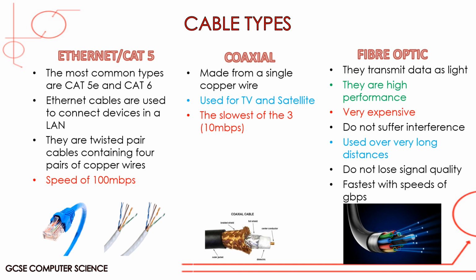The coaxial wire is usually used for TV and satellite, and this is the slowest of the three. And fiber optic transmits data as light, which means they are the fastest and very high performance. They do not suffer any interference. These can be used over huge distances without losing quality.